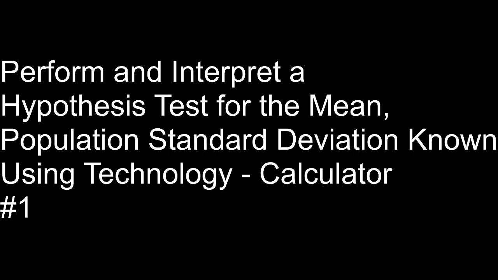This video is on the objective: perform and interpret a hypothesis test for the population mean, with the population standard deviation known. That means sigma is known, and that means our test statistic and critical values, if we're looking at them, will be z-scores.